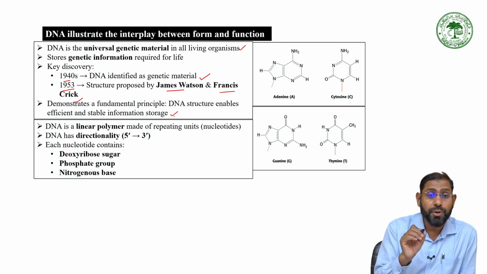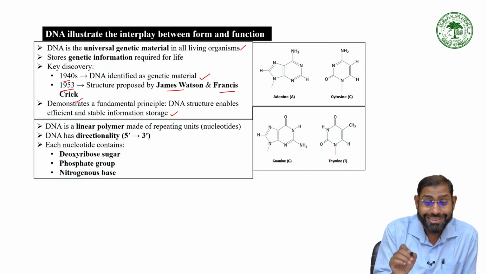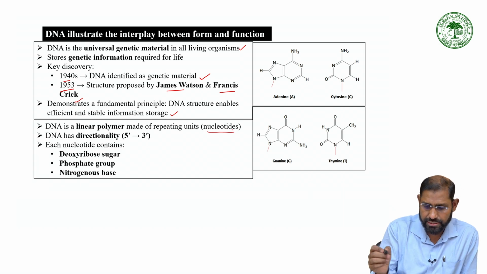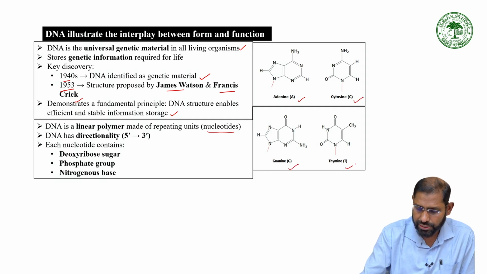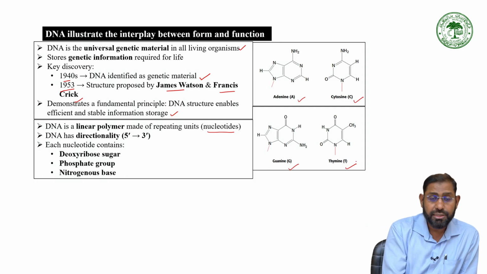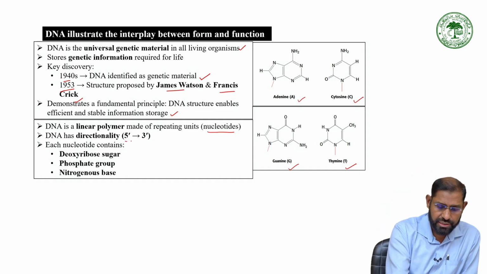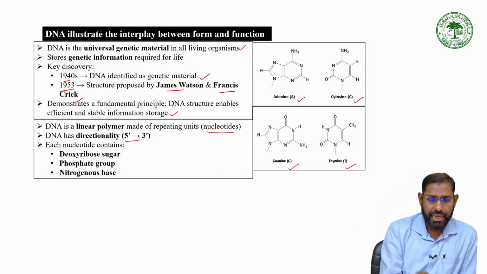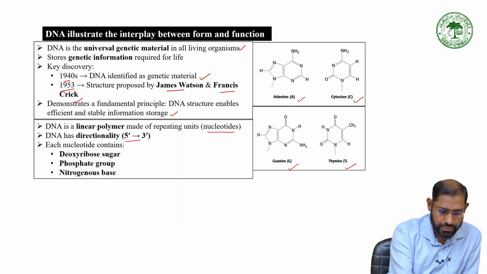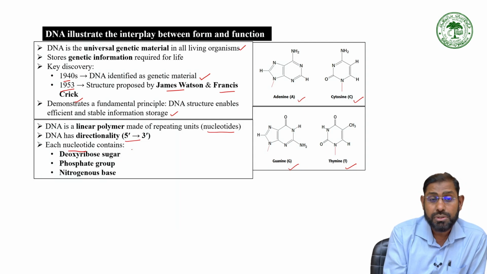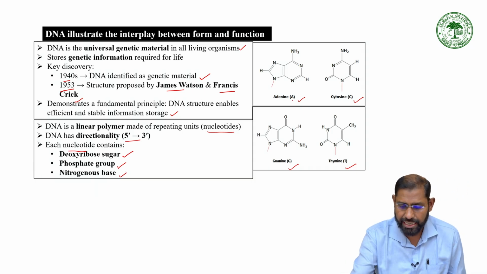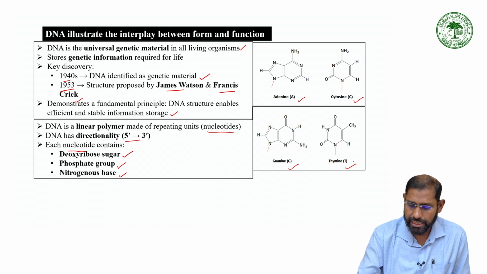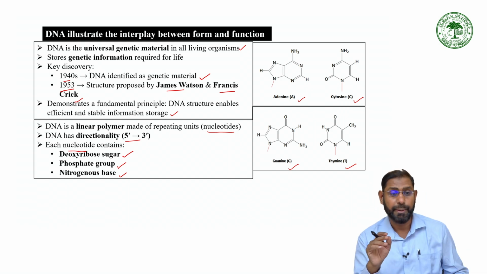DNA is a linear polymer made of repeated uniform nucleotides: adenine, cytosine, guanine, and thymine. These are the 4 nucleotides. DNA also has a direction, that direction is 5 prime to 3 prime. Each nucleotide contains deoxyribose, a phosphate group, and a nitrogen base. These are the bases: adenine, cytosine, guanine, and thymine. These are the 4 bases in DNA.